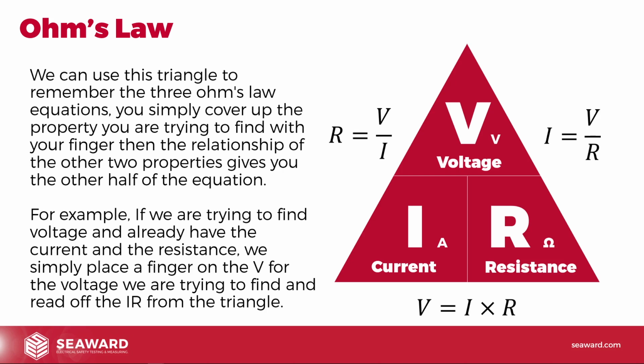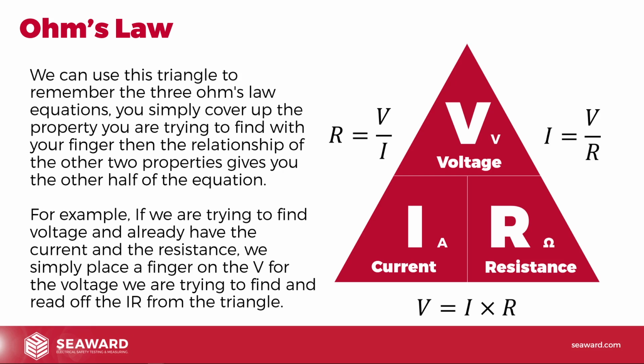Now if we wanted to do that for the other equations, you can see the three equations we've got around the outside of the triangle there. So resistance equals voltage divided by current. If I put my hand over the R for resistance, I've got V over I. So it's voltage divided by current. And if I want the current, then again, cover up the I: I equals V over R.